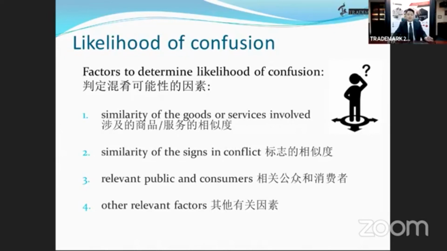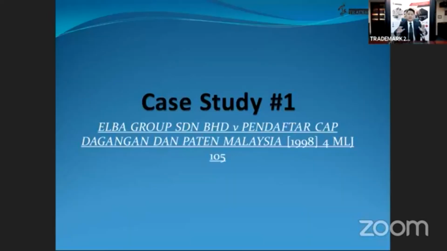Let me share with you this Alba Group case. I think they put a wrong case law here, but never mind. This case involved Alba Group suing the registrar of trademarks. It's a very old case, from 1998, but it's still good.